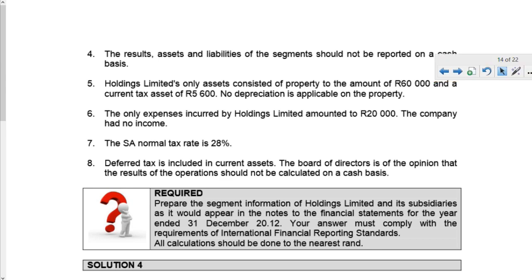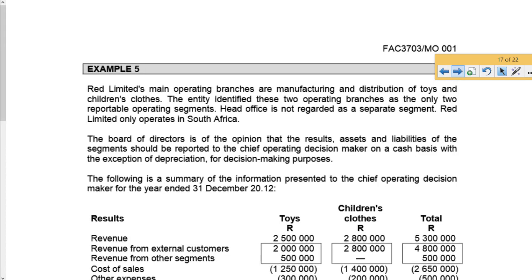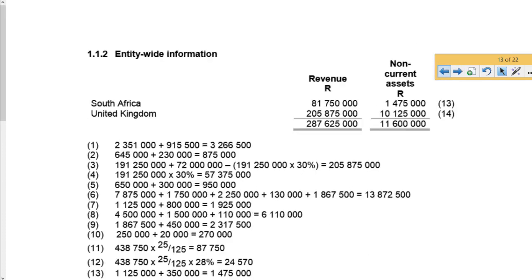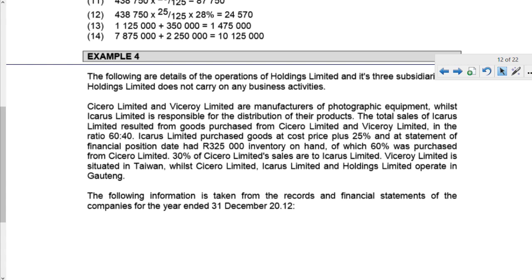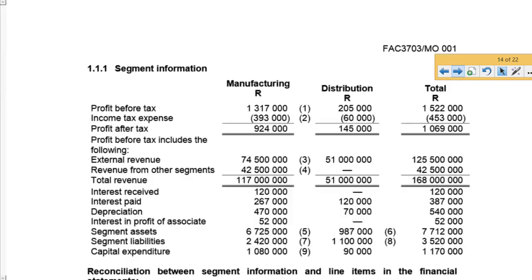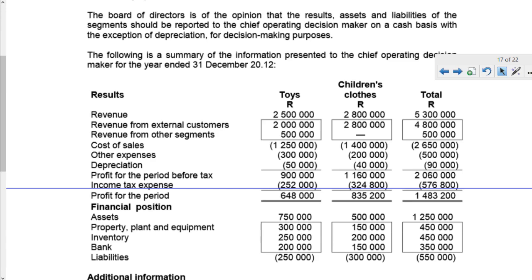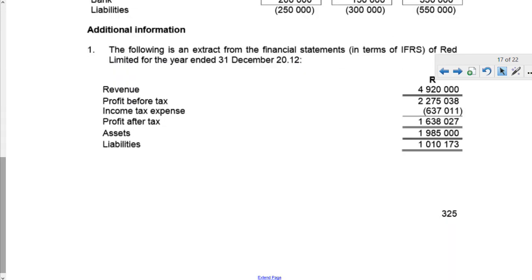So the question is, let me just see, why do I have so much? Oh, because of the solution, and then I've got the red branches. Okay, here's one that talks about cash basis. I think example 4 didn't. Let me just check what example 4 says. Photographic equipment, distribution, total sales. Okay, we're going to look at example 5. It's got a little bit of that cash story in it. So, example 5 in your study guides, I don't know what page it's on. Have you got a page there? 321. Okay, mine's on 325.